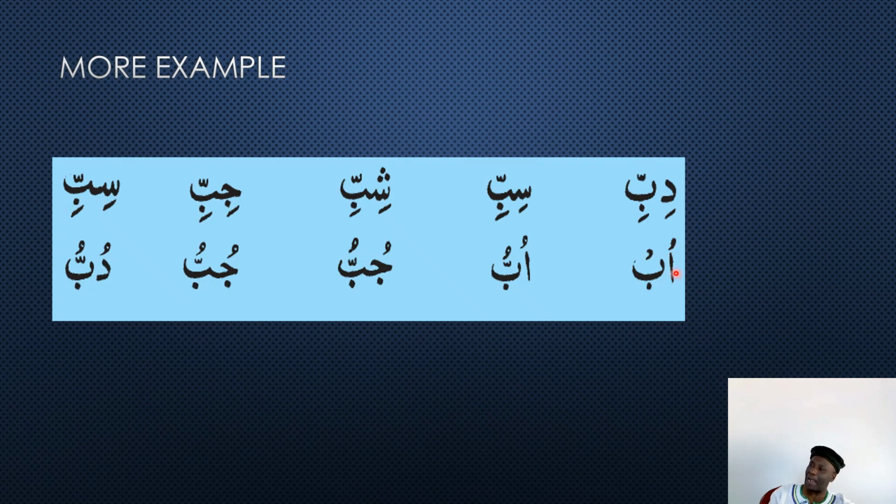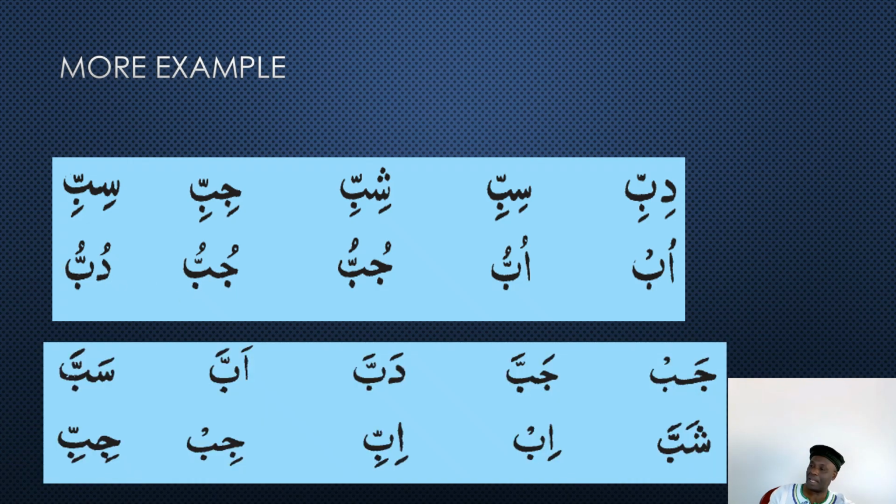Now, alif dhamma, u, and ba jazm. How do we pronounce that? Ub. Now here you've got alif dhamma with the ba shadda dhamma, ubbu. Here, because it's the jazm, it's ub. Here, because it's a normal vowel with shadda, it's ubbu, jubbu, dubbu.